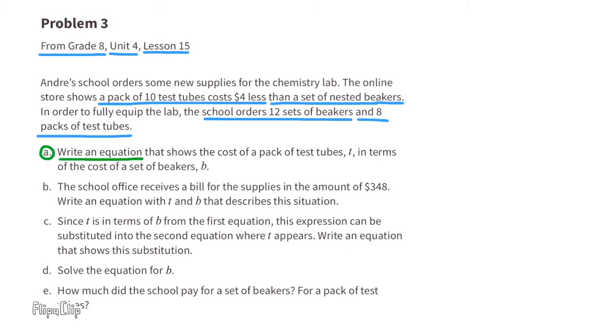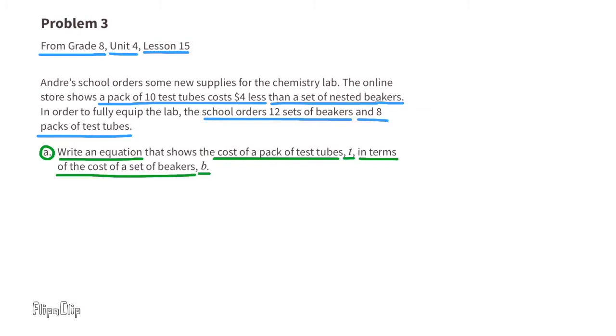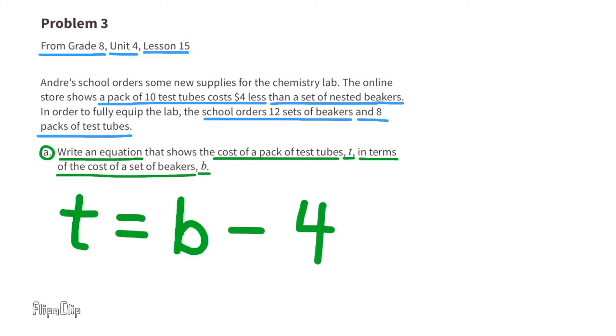A. Write an equation that shows the cost of a pack of test tubes, T, in terms of the cost of a set of beakers, B. A pack of test tubes is $4 less than a set of beakers. The equation would read T equals B minus 4.